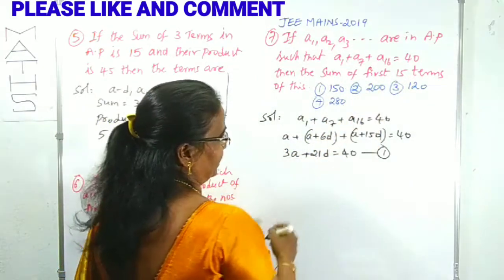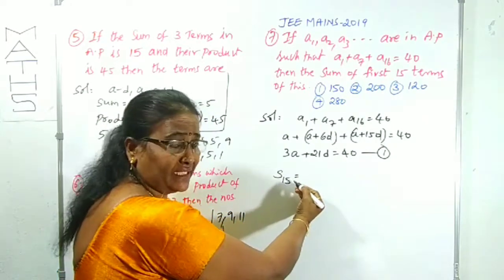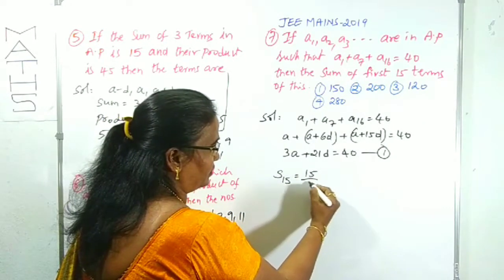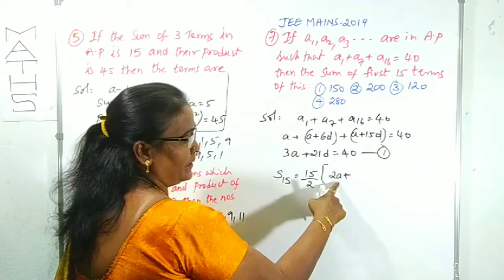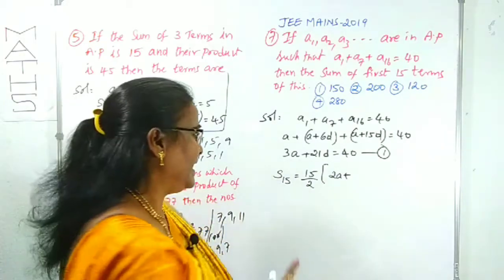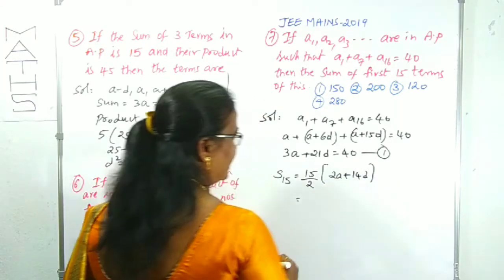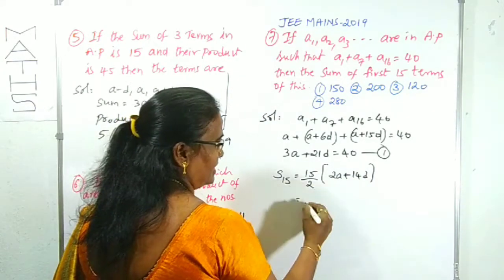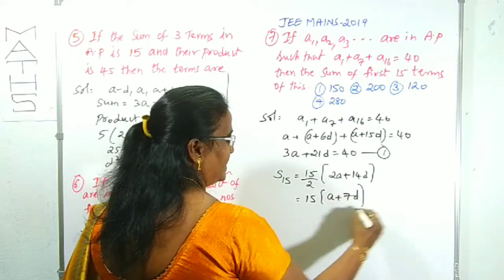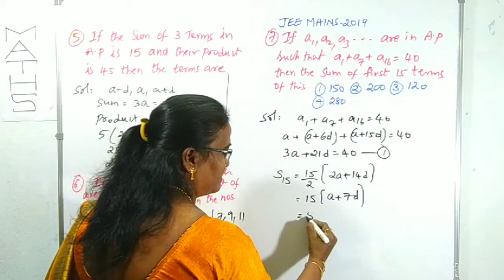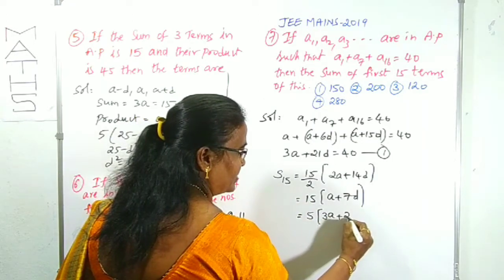Now what is being asked? Sum of the first 15 terms, that is S15. In place of n we write 15. That is n by 2, so 15 by 2, of 2a plus (n minus 1) into d, the formula is also given. n is 15, so 15 minus 1 is 14d. Right? From this we can cancel the 2, giving 15 times (a plus 7d). So shall I rewrite it as 5 times, taking the 3 inside, 3a plus 3 sevens, 21d.